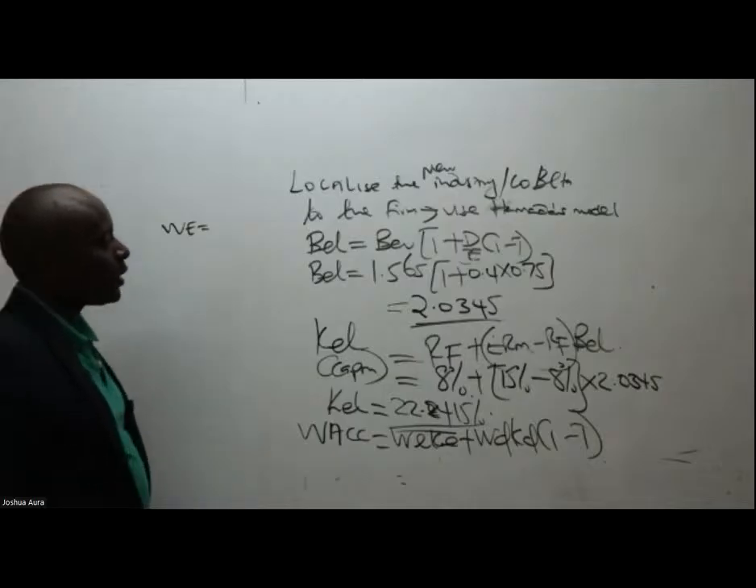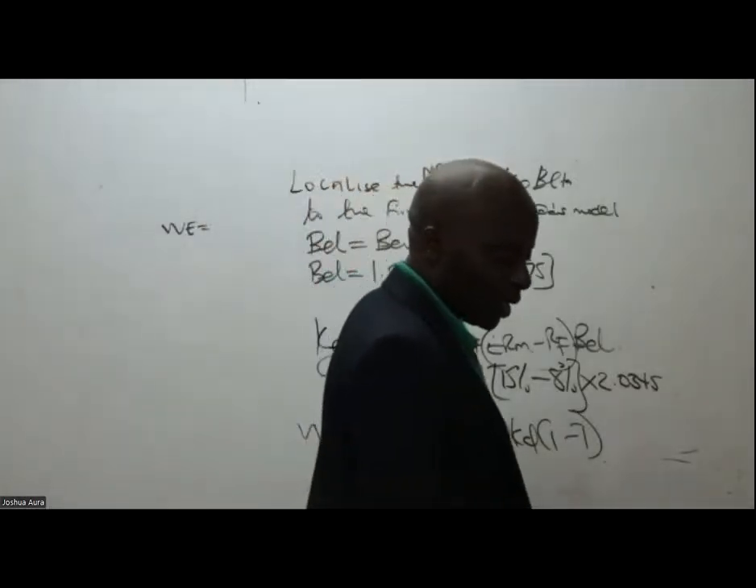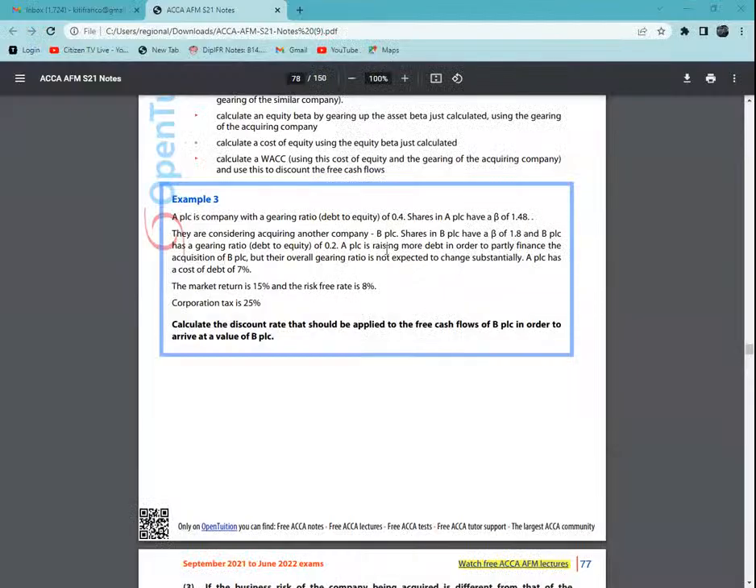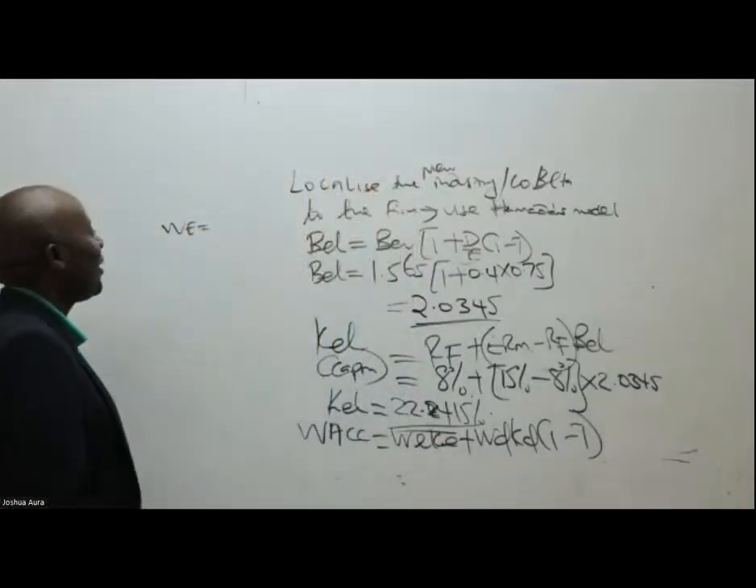Remember what they told us up there is that the debt to equity is 0.4. Debt to equity is 0.4 for the company. But you see, this is not the weight. Don't tell me that the debt is 0.4, equity is 0.6. No, this is quite a challenging one.